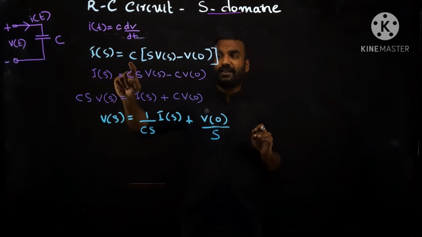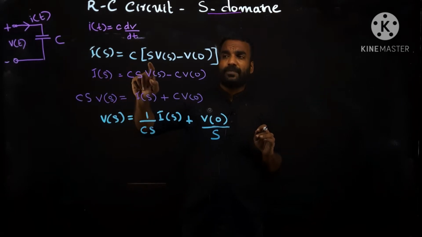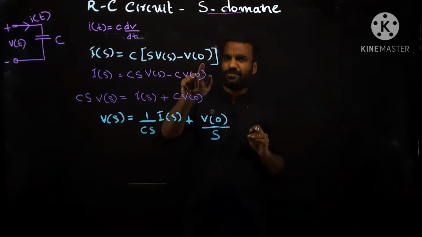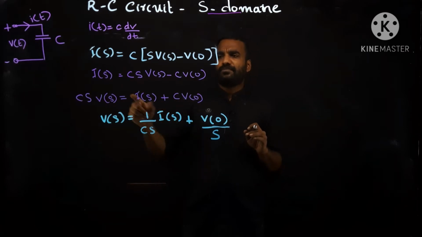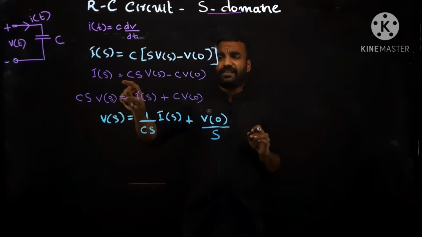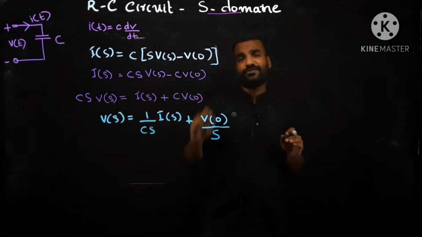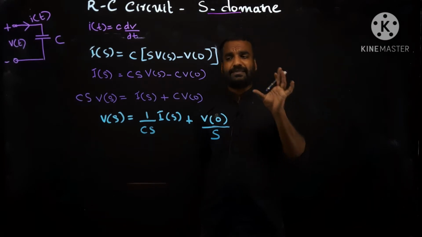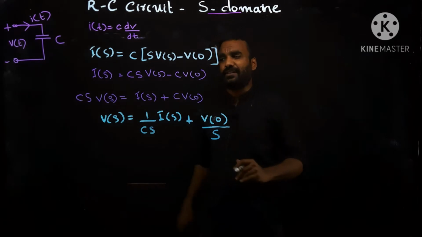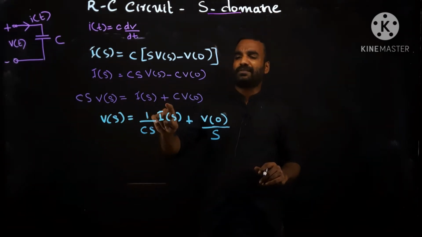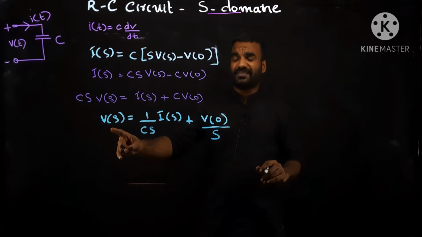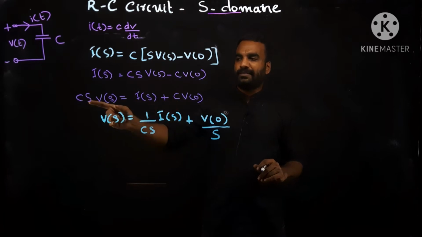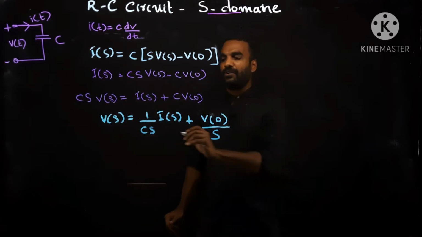So, I of S is equal to C into differential form in Laplace S, V of S minus V0. It's a standard expression. Then I am just opening the brackets. I of S is equal to Cs V of S minus C V of 0. Up to this, everything is okay. Now I am converting this entire equation with voltage in the left hand side. So Cs Vs is equal to I of S plus C V0, and V of S is nothing but 1 by Cs into I of S plus C and C get cancels, V0 by S. So this is the thing.